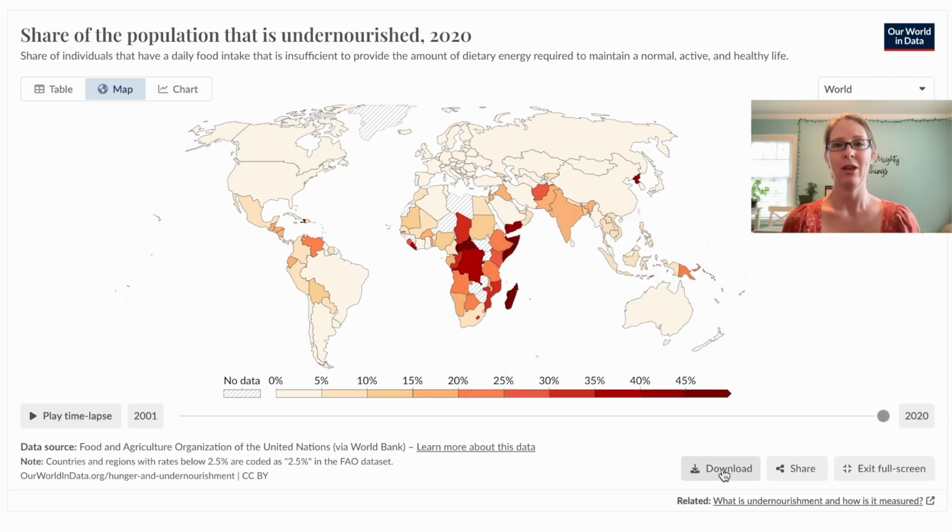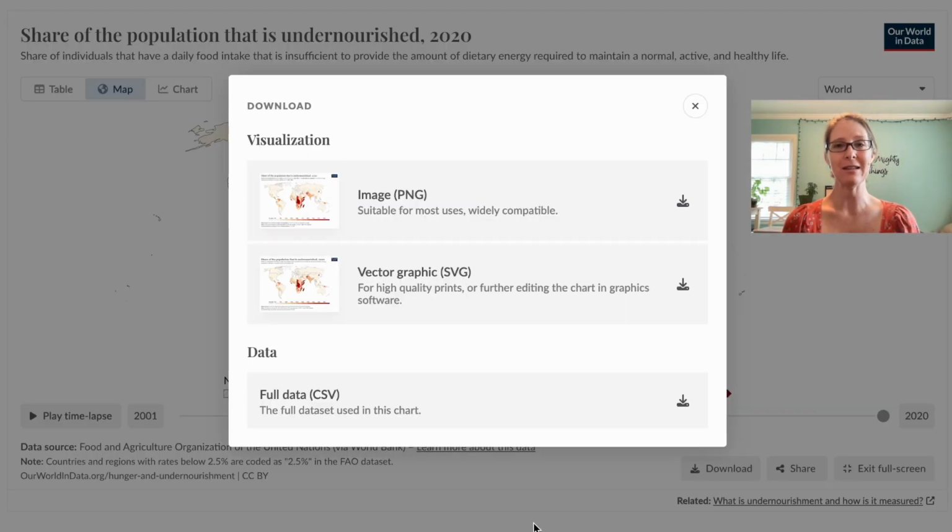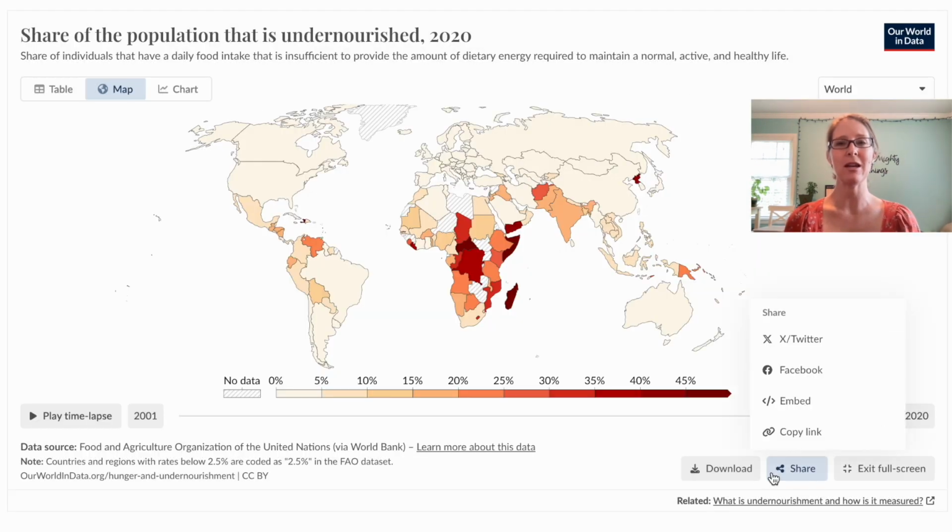And 5. All the graphs and charts are easily downloadable and shareable, which makes it easy to grab all the data you want to incorporate into your own lesson plans.